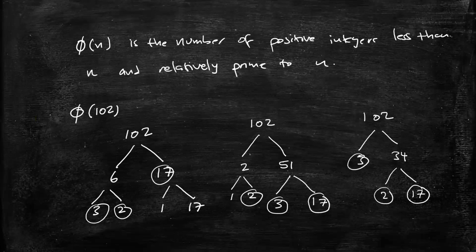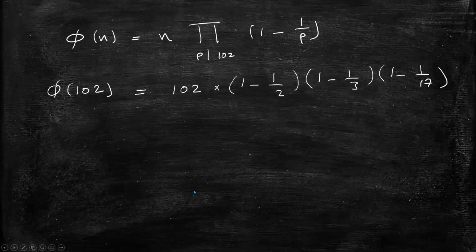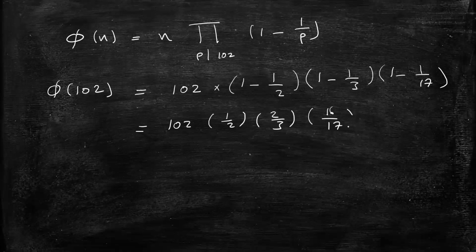Okay, based off of those factors that we did earlier for 102, by applying these numbers to the formula and doing the math, we can see that this is going to give us 102 times 1 minus 1/2 is 1/2, times 1 minus 1/3 is 2/3, times 1 minus 1 over 17 is 16 over 17.